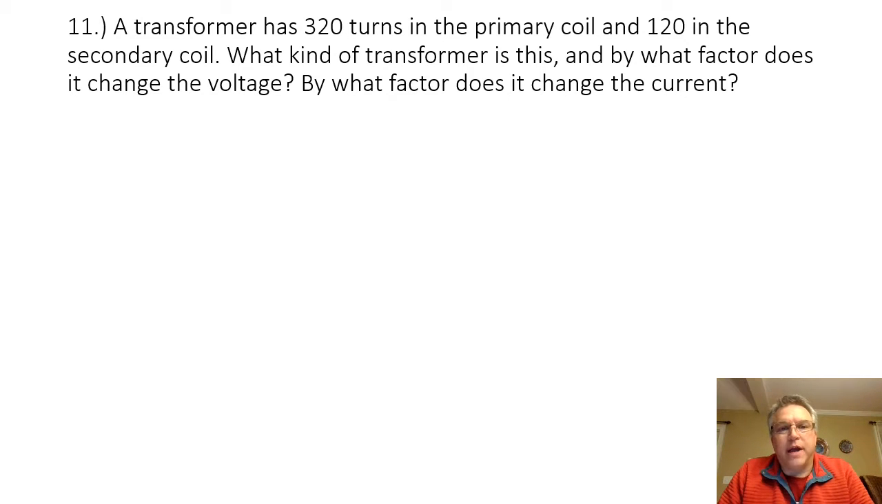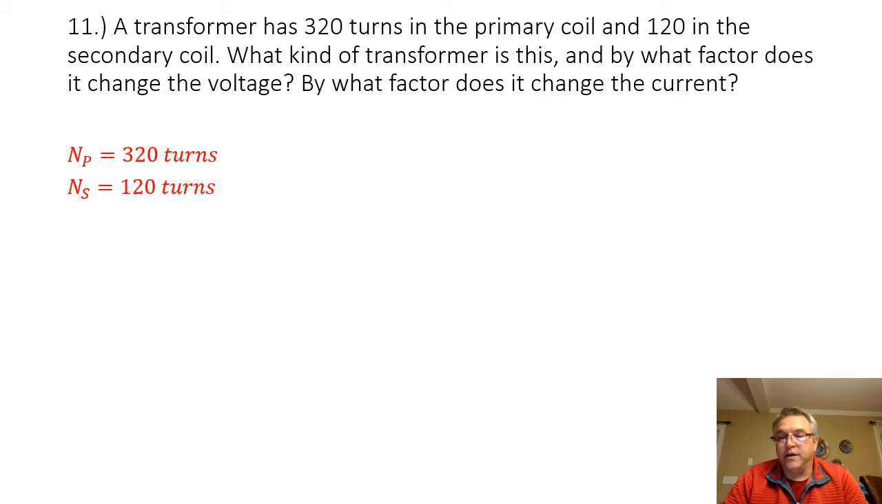A transformer has 320 turns in the primary coil and 120 turns in the secondary coil. What kind of transformer is this, and by what factor does it change the voltage? By what factor does it change the current? So I am given the number of turns in the primary coil at 320. I am given the number of turns in the secondary coil, 120.